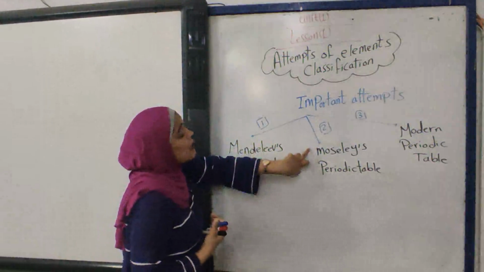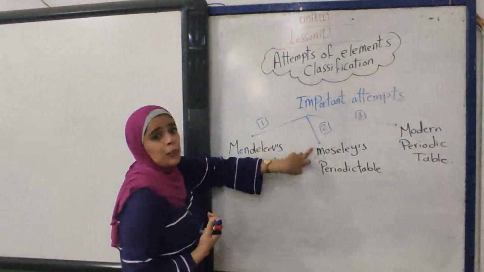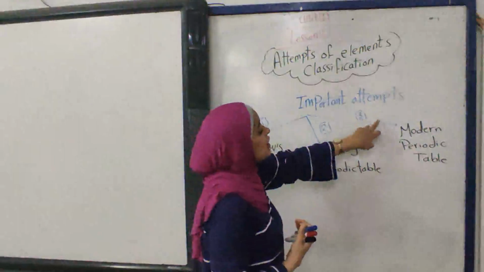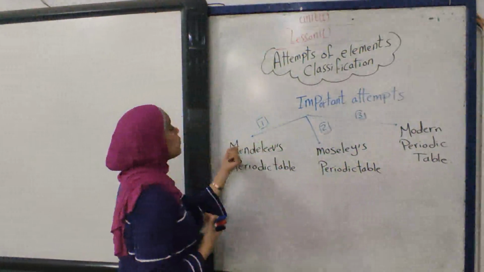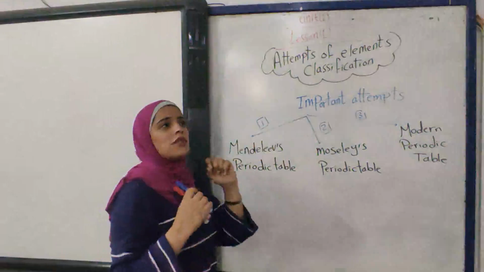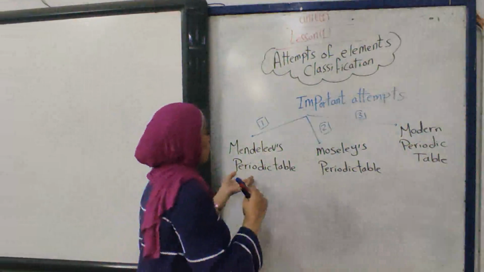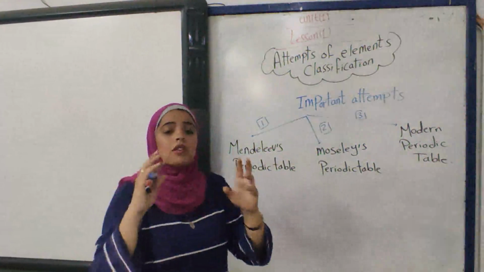Number one, Mendeleev's periodic table. Number two, Moseley's periodic table. Number three, modern periodic table. Number one, Mendeleev's periodic table.